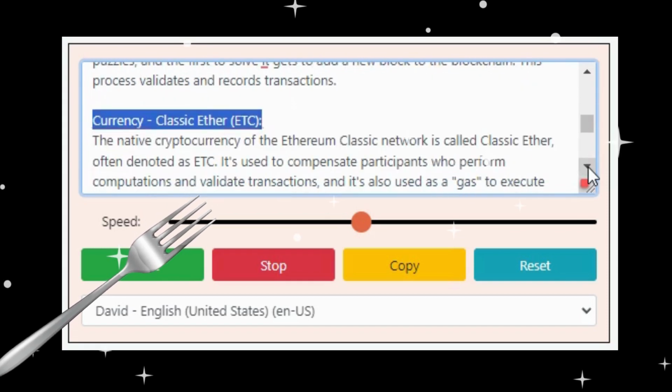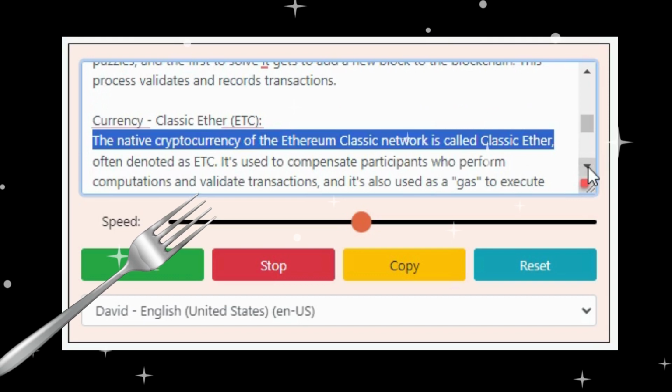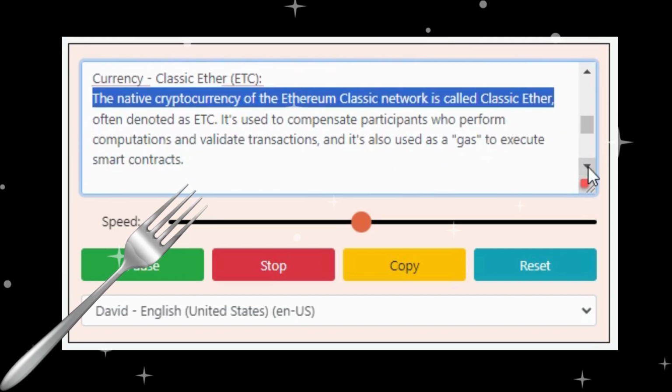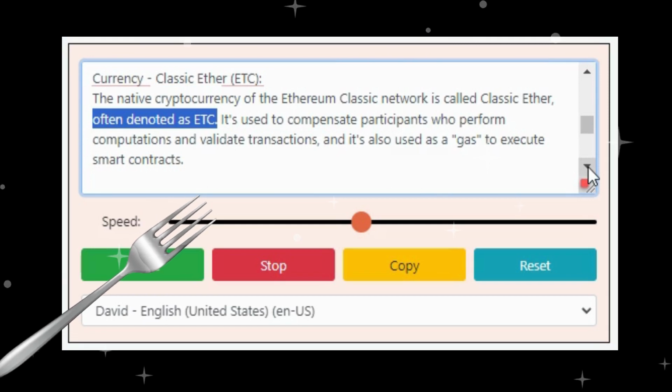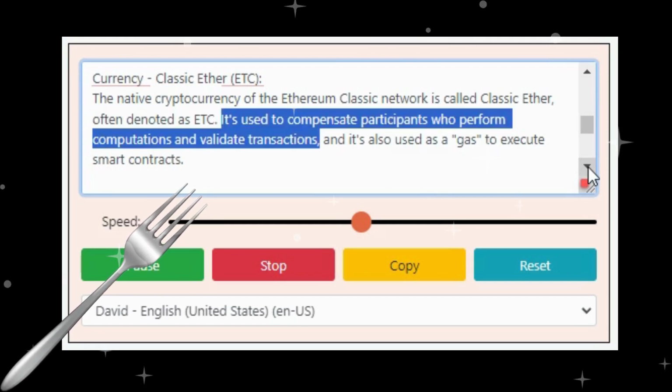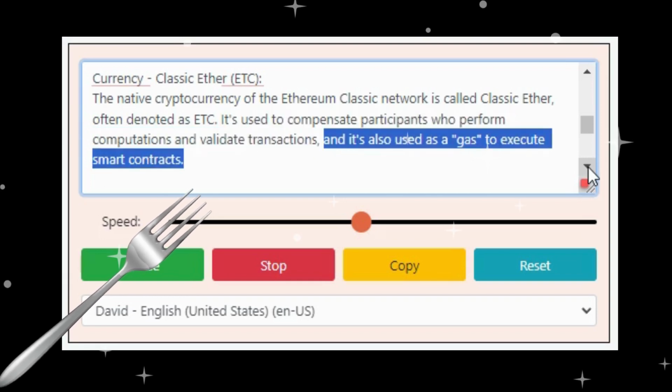Currency, Classic Ether, ETC. The native cryptocurrency of the Ethereum Classic network is called Classic Ether, often denoted as ETC. It's used to compensate participants who perform computations and validate transactions. And it's also used as gas to execute smart contracts.